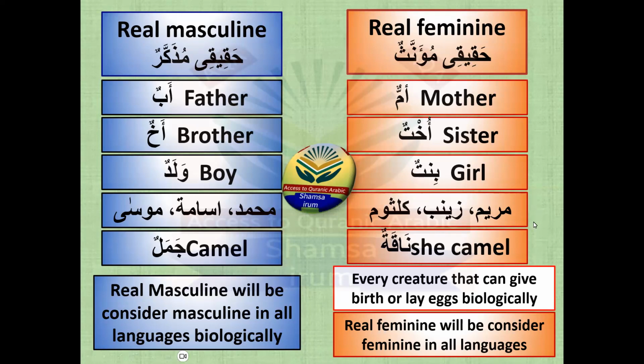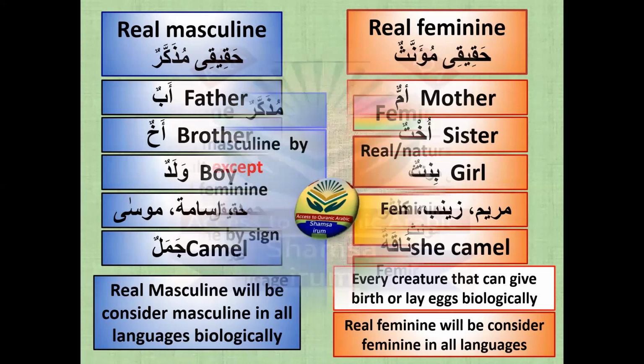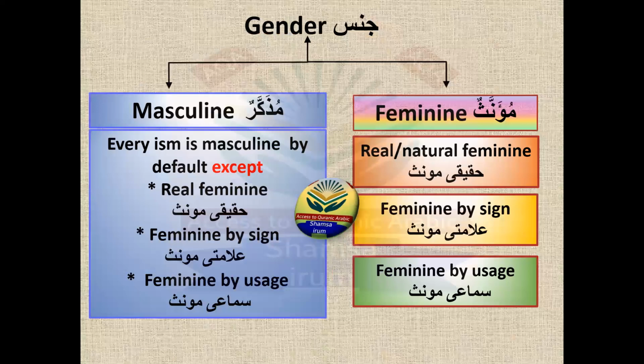Okay, and there are a few names of female animals, meaning feminine animals, like Naqatun, which is also mentioned in the Quran. Baqaratu is Suratul Baqarah, and in the same way Jamalun is also mentioned in the Quran. So a few names of animals and a few names of the real feminine are mentioned in the Quran. This is the introduction for the real feminine.